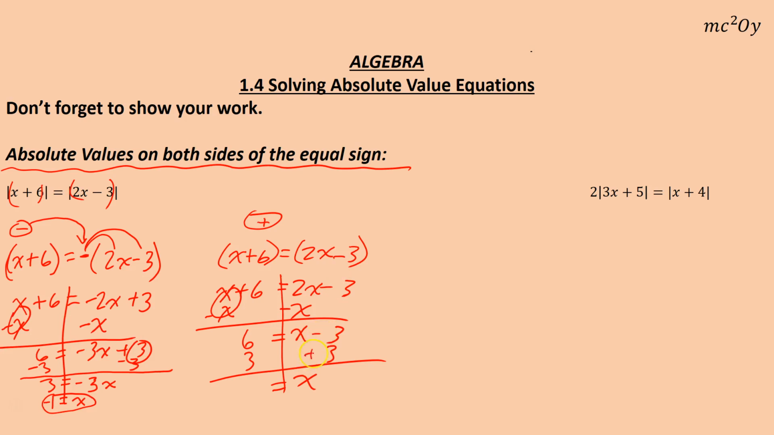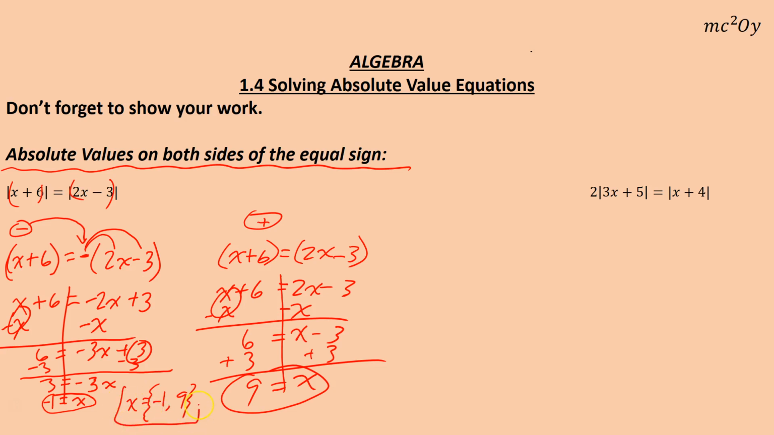Should have been a minus there, which makes this a plus, which makes this a 9. There we go. So we put our 9 in. That's 15. Absolute value of 15 is 15. 2 times 9 is 18, minus 3 is 15. Negative 1 in. Negative 1 plus 6 is 5, and the absolute value of 5 is 5. And negative 2 minus 3 is negative 5, and the absolute value of negative 5 is 5. So there are solutions. x equals negative 1 and 9.